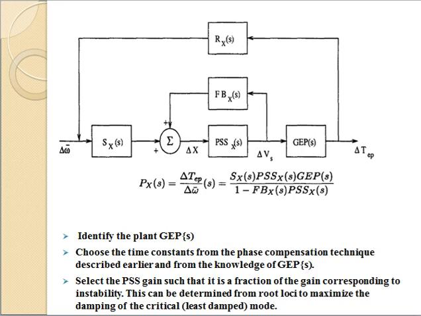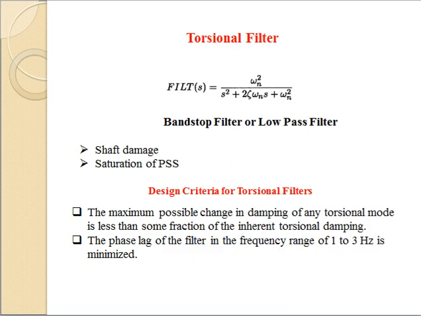Critical modes in the system are those which are least damped. Because they are least damped, you have to damp them more. So these are nothing but critical modes. This is the overall discussion of the dynamic compensator, and in the next slide let us understand a very simple part, which is called a torsional filter.